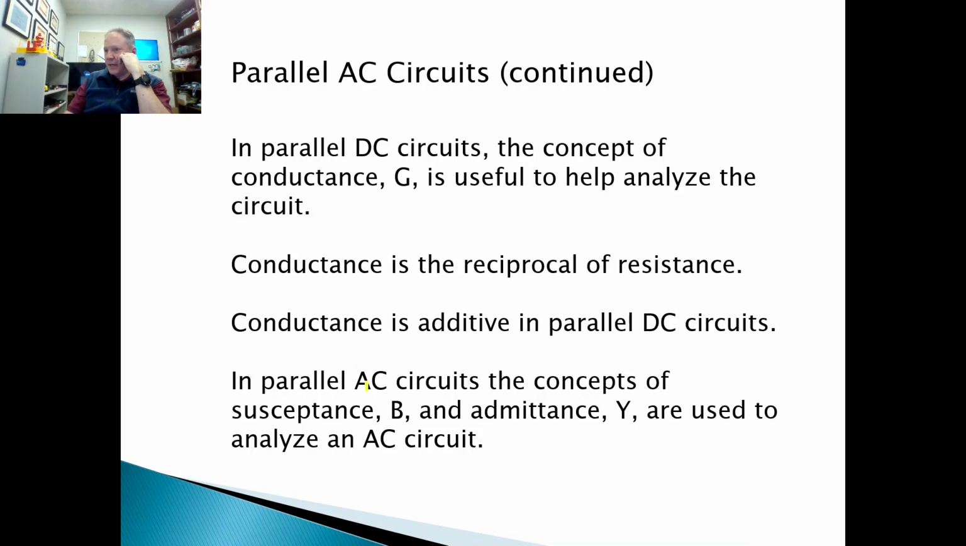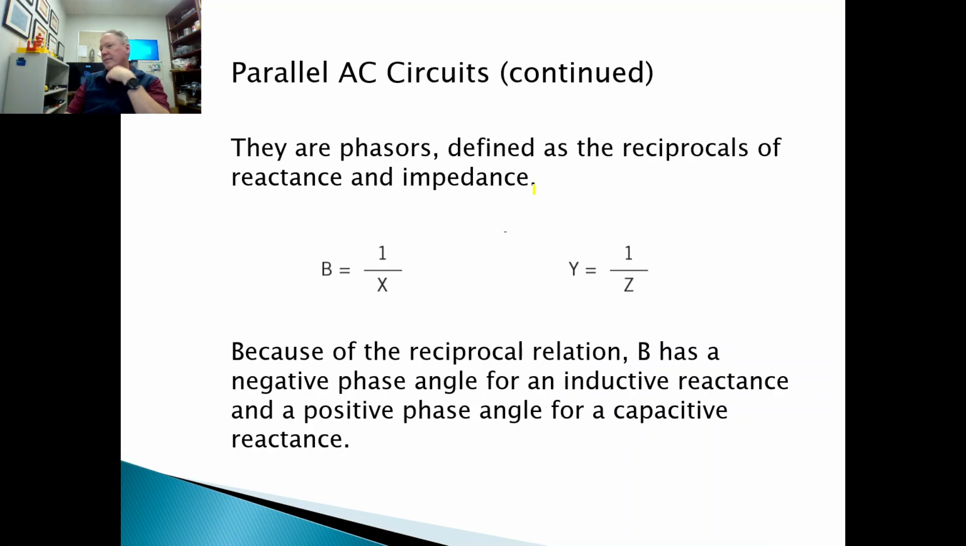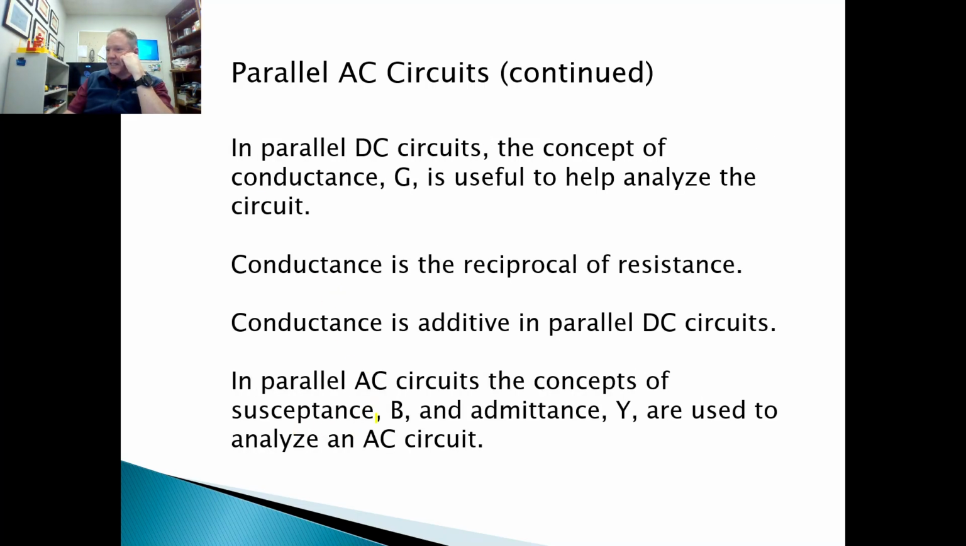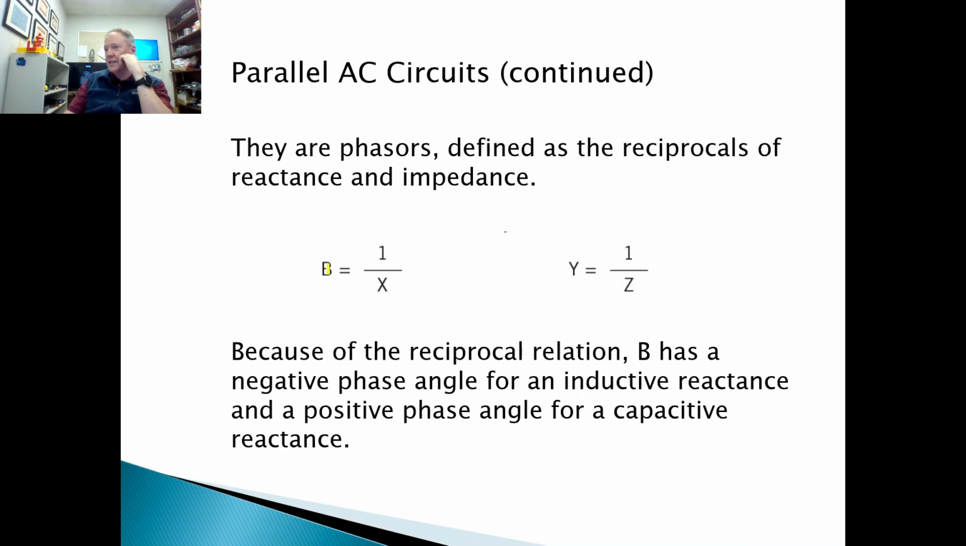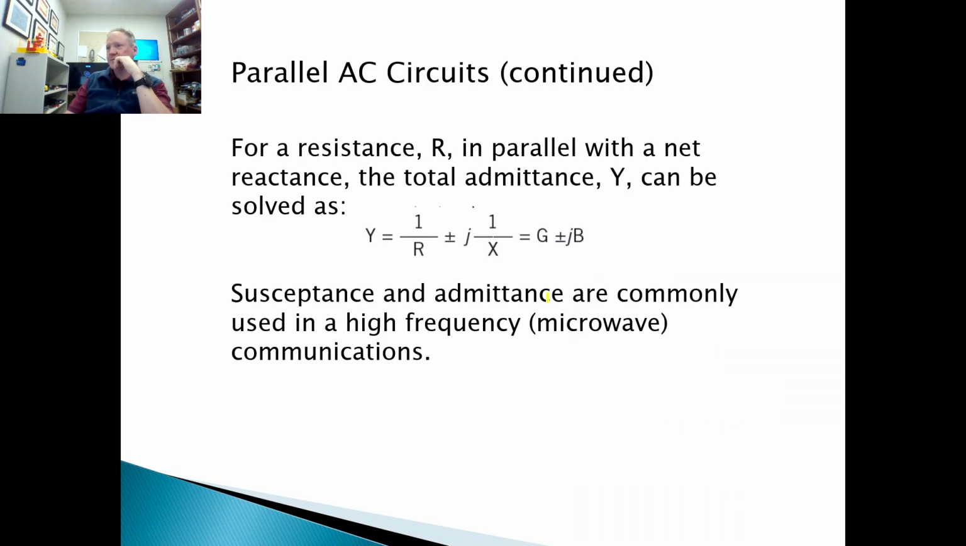So in parallel AC circuits, the concepts of susceptance and admittance are used to analyze an AC circuit. We're not going to do a lot with that, but I'm just going to introduce it here. So B is the susceptance and Y is the admittance. So B is going to be 1 over the reactance, and Y is going to be 1 over the impedance. All right? And then you can find that there.